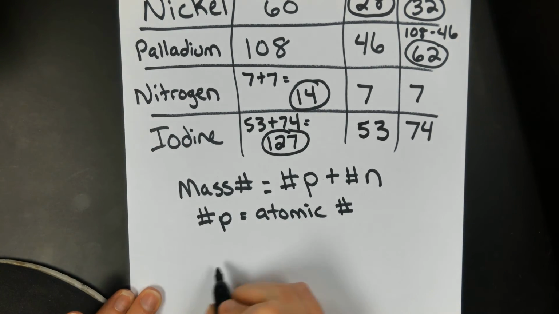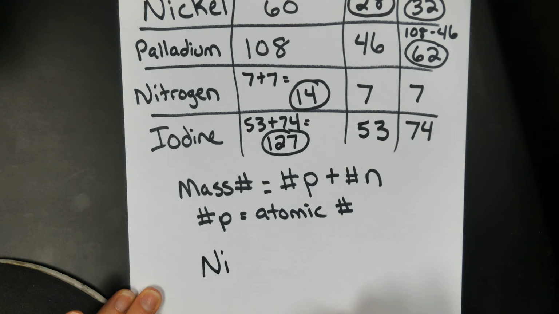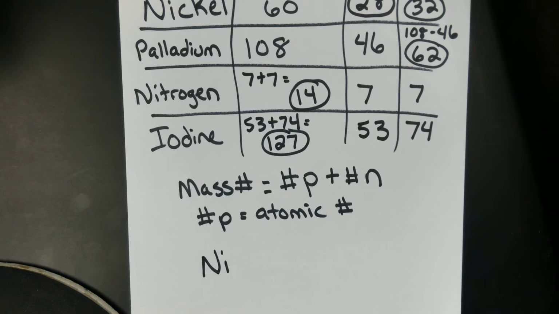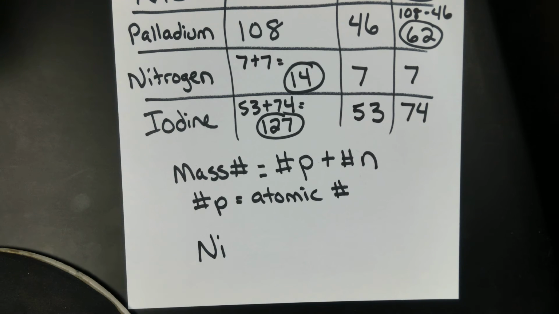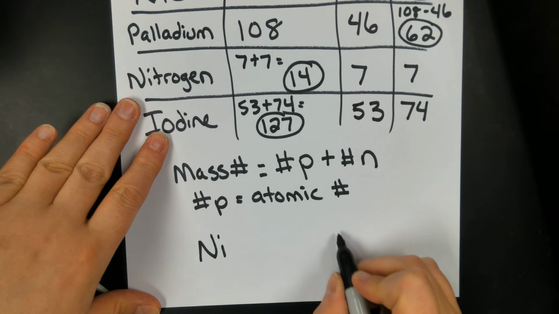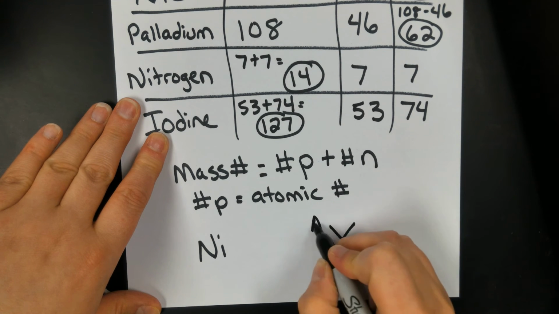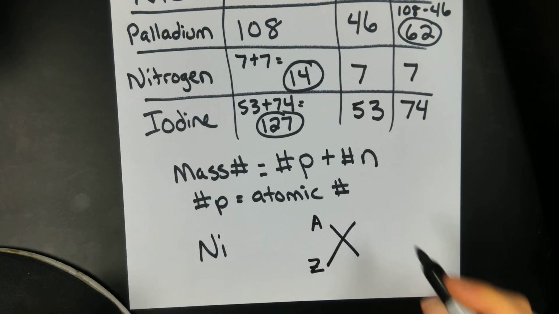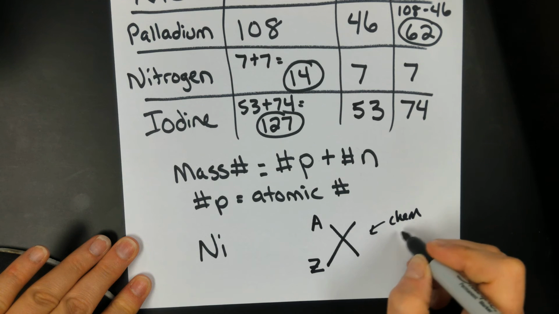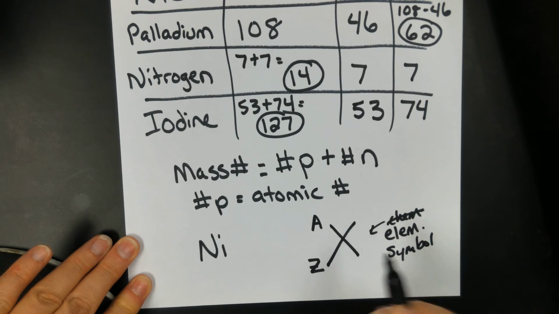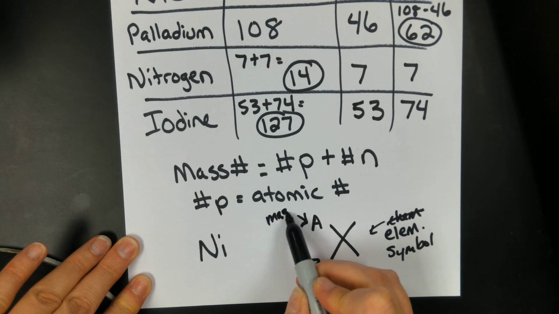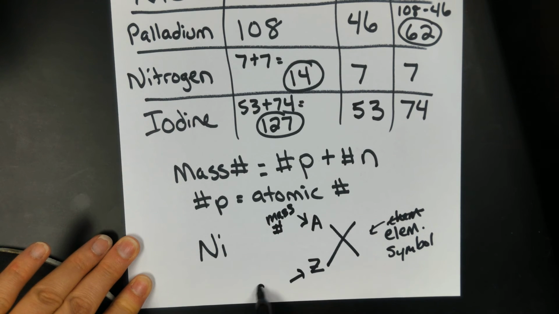So we will represent the nickel. So you would do the elemental symbol, right? So we would have nickel right here, which is the elemental symbol. And I was double checking that I'm representing it in the exact same way your book does. How they represent it is X, A, and Z. So X is the chemical symbol, or the elemental chemistry symbol. A is the mass number, and Z is the atomic number, right?